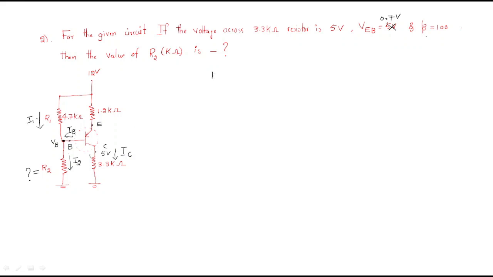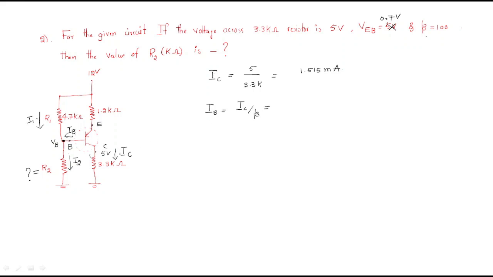So I will write the collector current IC equal to the voltage drop divided by this resistance. The drop is 5 volts and the resistance is 3.3k. The value is 1.515 milliamps. So now we will find out the base current. The amplification factor beta is already given. The base current equals collector current by beta.